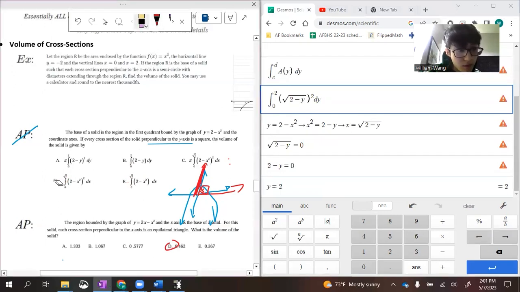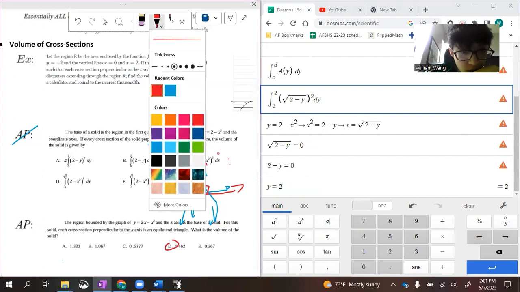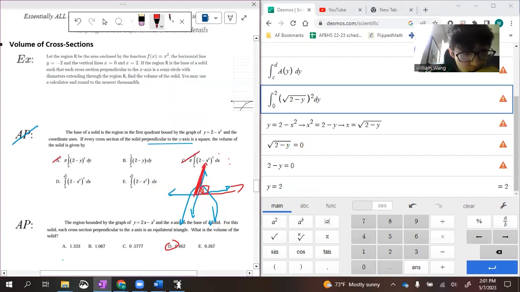Each perpendicular cross section is a square, so I'm going to eliminate the ones with pi. Apologies, this is not really clean. It's going to be B, because the square root of 2 minus y, squared, gets rid of the square root, so I'm left with no square root. So it should be answer choice B.